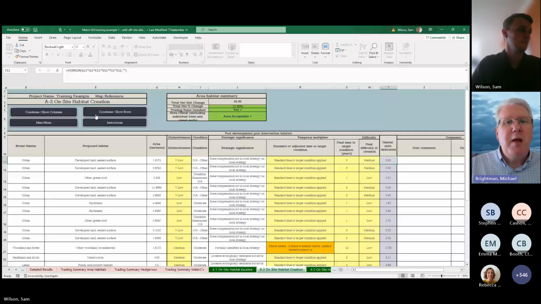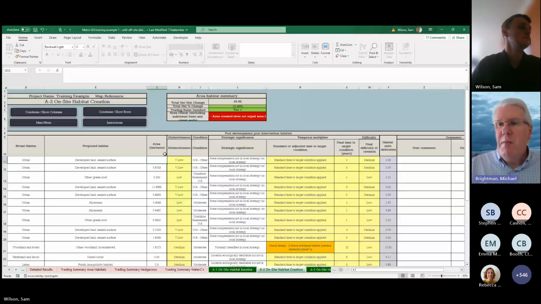If you just demonstrate again, Sam, if you delete that developed land sealed surface, the area there doesn't match. And we want to know that those areas match, and that's why you have to show the developed land sealed surface. So those habitat types, developed land sealed surface and unvegetated non-sealed surface, for example, like you see with a hardcore car park, they're in there, but they have zero value in terms of biodiversity units.